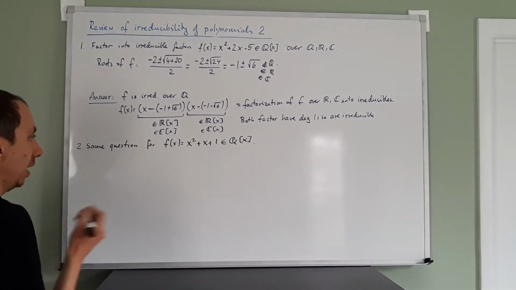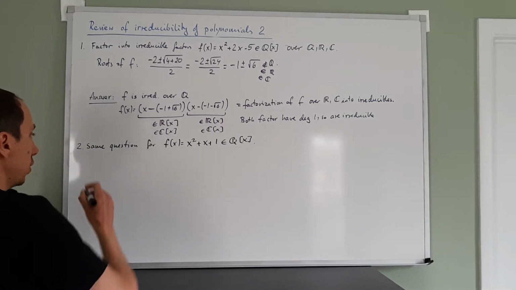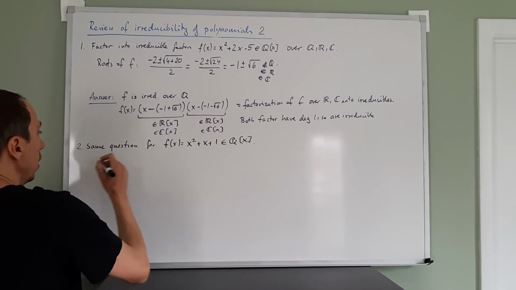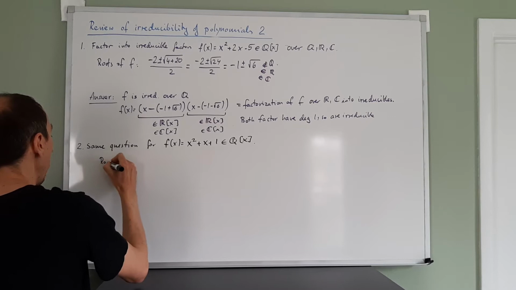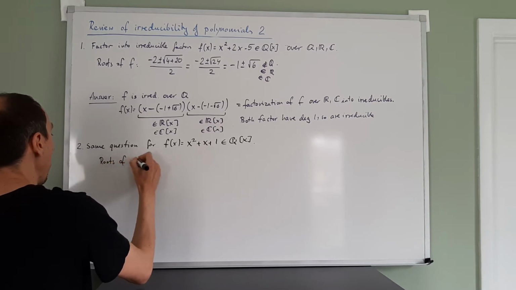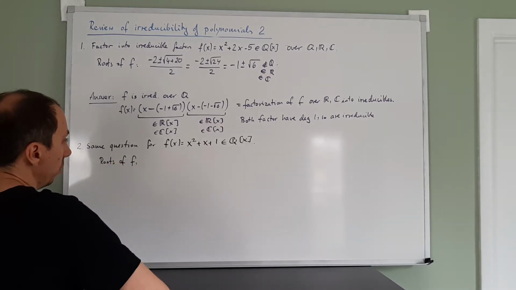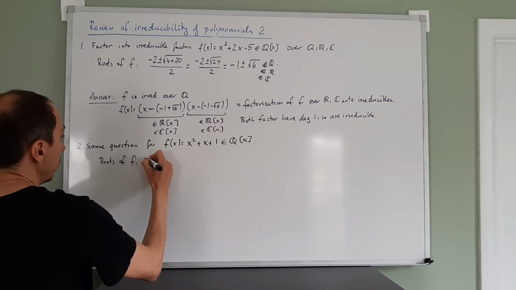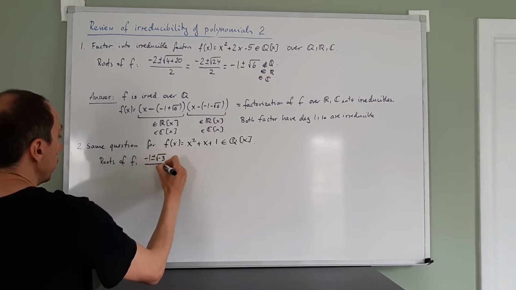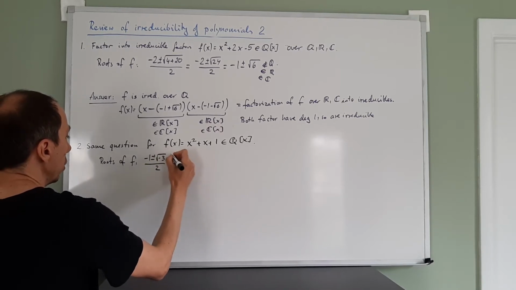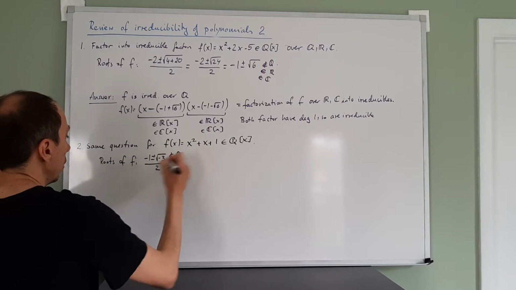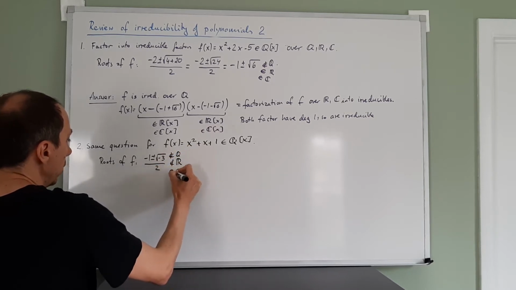There are two methods to do this here. The standard method would be this. It's again a quadratic polynomial, so I find its roots. The roots of f are -1, again using the quadratic formula, plus or minus radical -3 over 2. I see these roots do not lie in the real numbers, so they also do not lie in Q. And of course, they do lie in C.